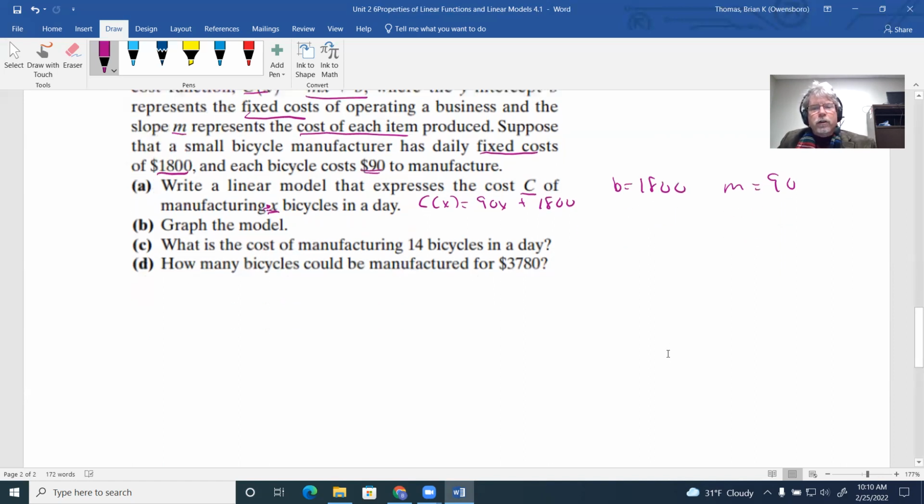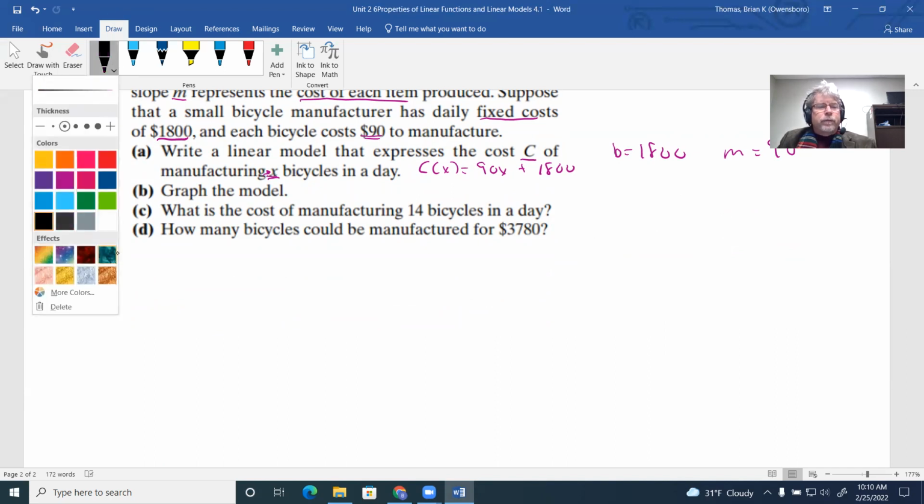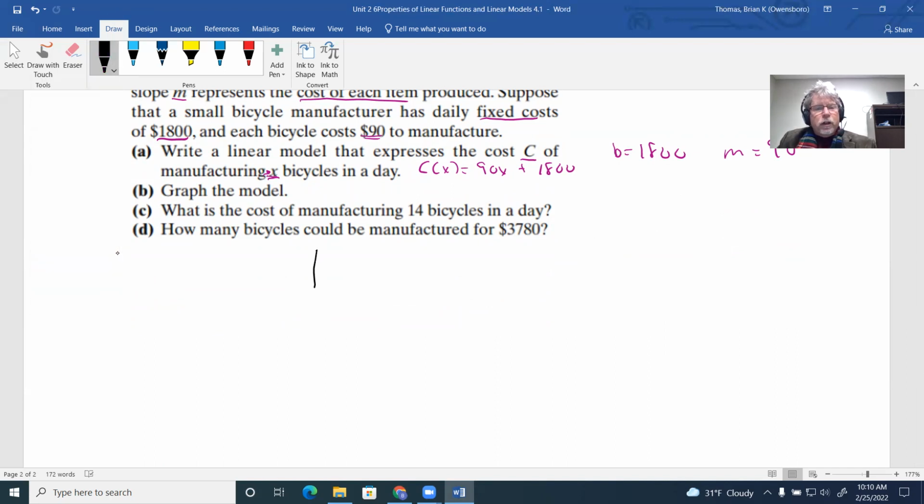If I want to graph this model, you can graph it on the calculator, but we can also try to do this by hand. So I'm going to try to draw the axes. So I have the x-axis and the y-axis.